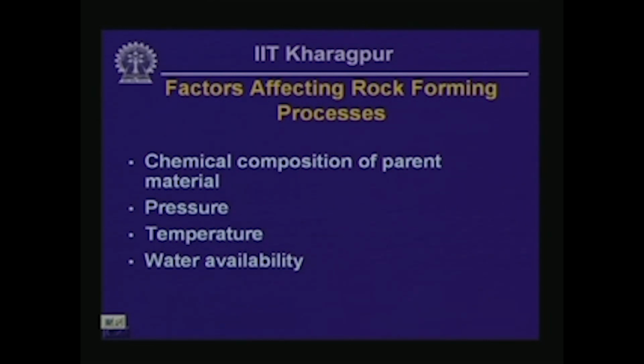These are the main factors listed here. The first one is the chemical composition of the parent mineral, partially molten or pre-existing rock material. Then the pressure at which the process is taking place, the temperature at which the process is taking place, and whether during the rock forming process water was available or not, or for that matter whether there was any other type of mineral that was available in the vicinity while the rock forming process was going on.